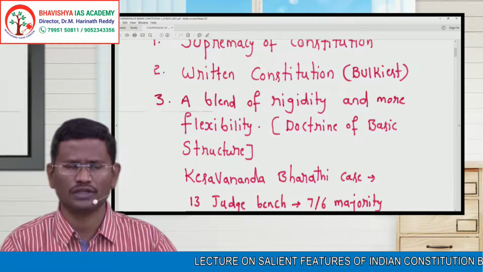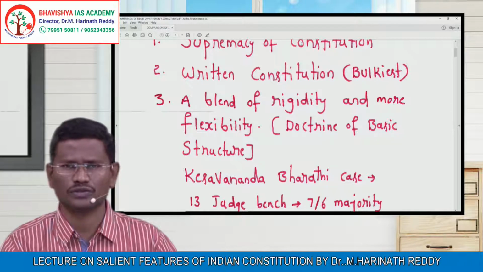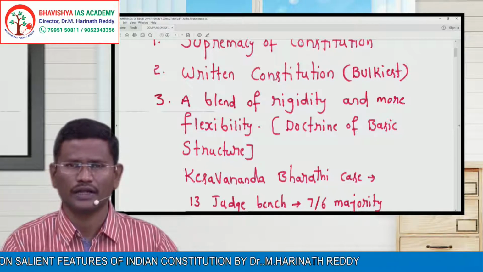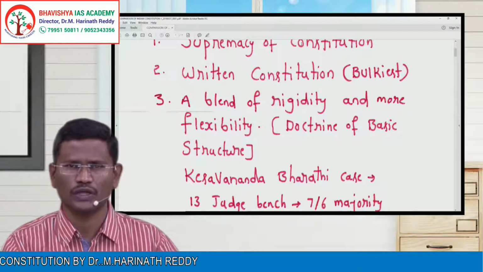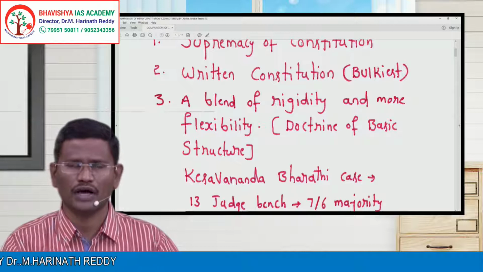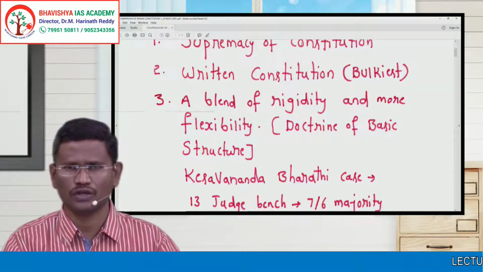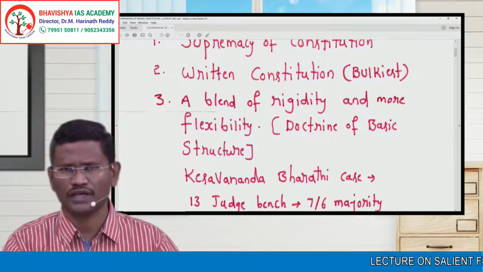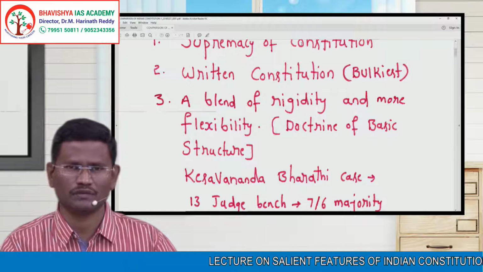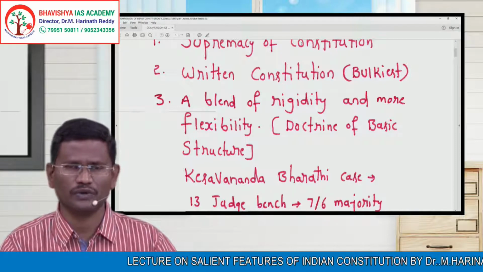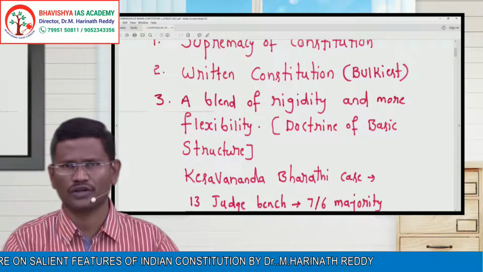Federal provisions form only a small part of the Indian Constitution that needs special majority in the Parliament and approval of the state legislatures. Amending that part of the Constitution is a bit difficult, so we say rigid. So in other words, the Constitution of India is a blend, a mix of rigidity and flexibility. It's more flexible than rigid. That's the third important feature of the Indian Constitution.